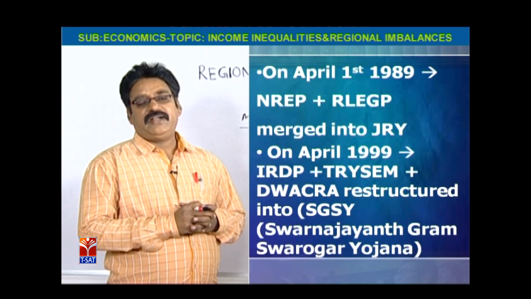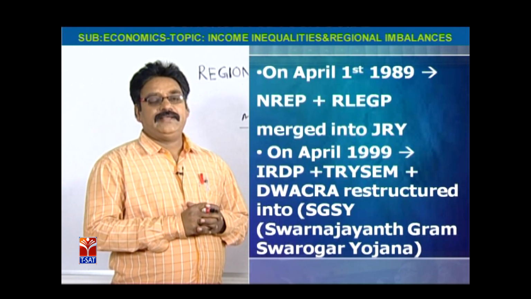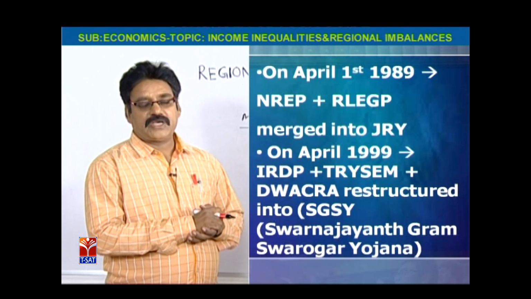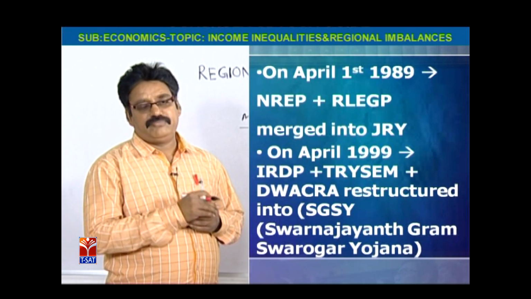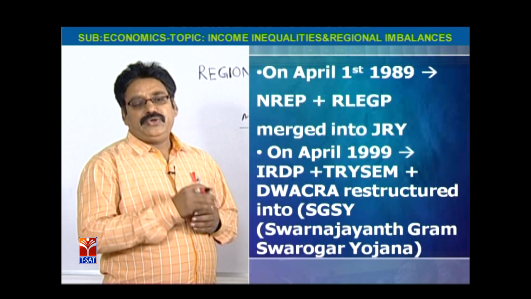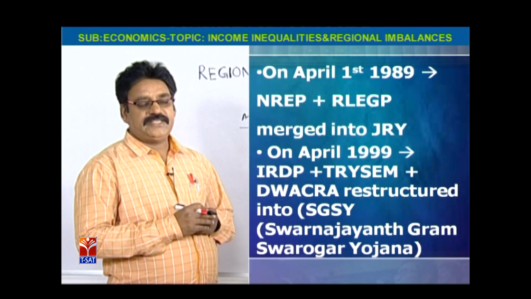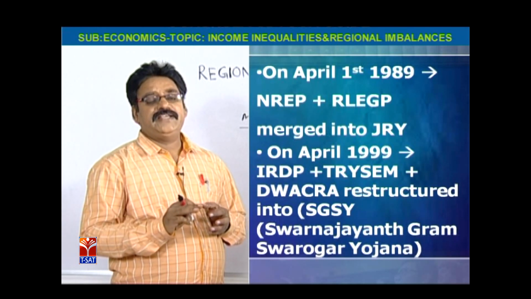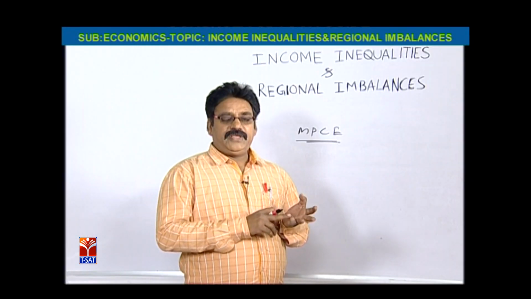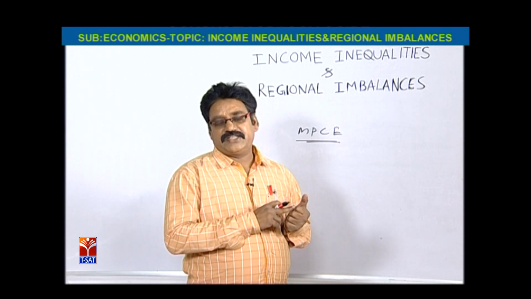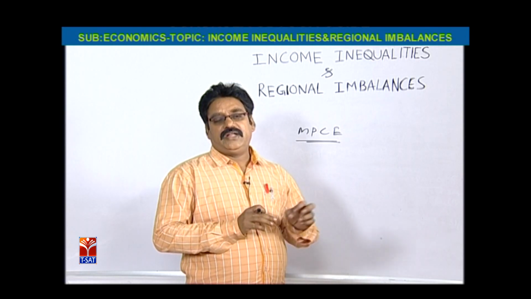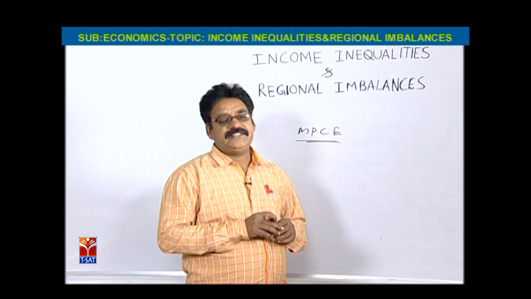DWCRA, Development of Women and Children in Rural Areas. These two programs were merged with IRDP along with Million Wells schemes and some other programs, combined and given a new name, that is SGSY. SGSY means Swarnajayanti Gram Swarozgar Yojana. Under this name, IRDP, TRYSEM, DWCRA, Million Wells schemes and Indira Awas Yojana, all these programs were included, combined as one integrated program, that is SGSY.